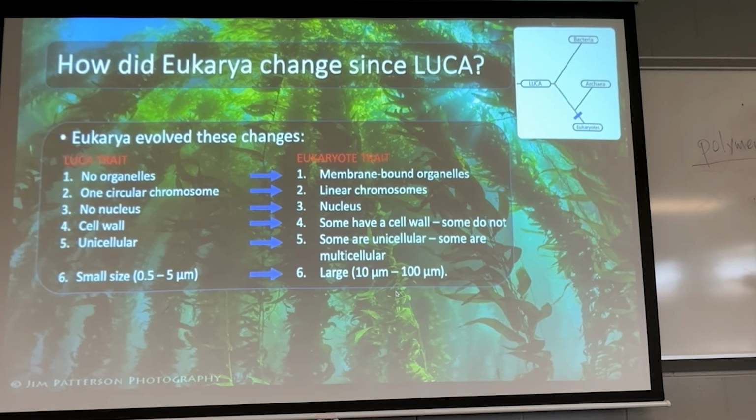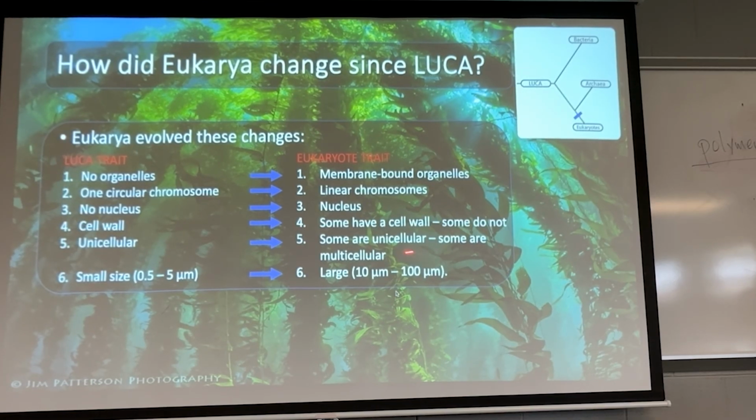So we've already heard of these, right? Membrane-bound organelles, linear, not circular chromosomes. Chromosomes meaning multiple chromosomes. Those chromosomes are housed in a big organelle called the nucleus. Some have cell walls, which is similar to prokaryotes, but the cell wall is completely different as far as what it's made up of. It's not made of peptidoglycan, it's made of chitin or cellulose, as you'll see.